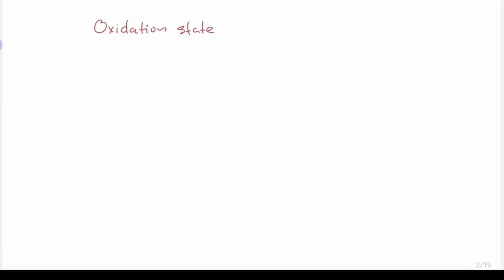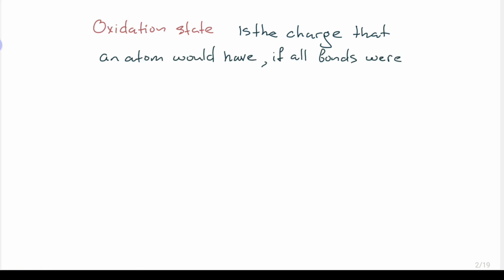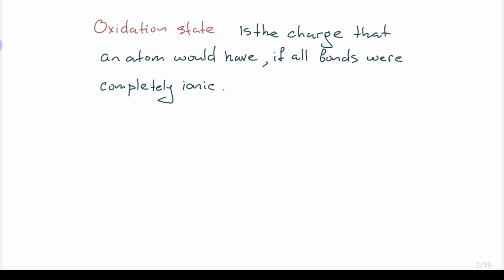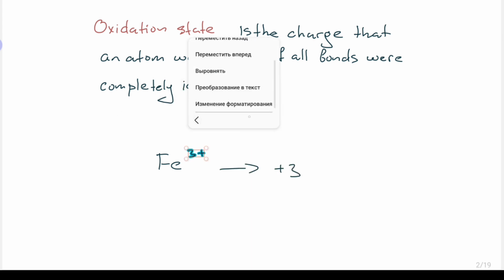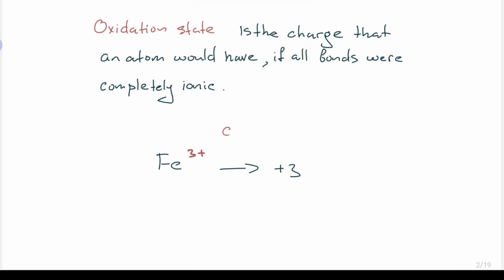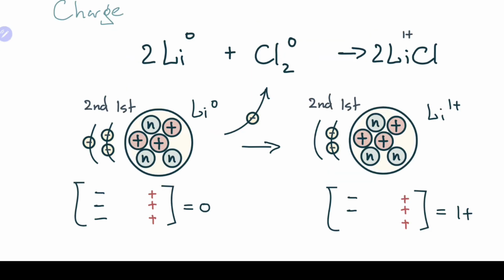Oxidation state. Oxidation state is the charge that an atom would have if all bonds were completely ionic. So here it's very important to be able to find the difference between charge and oxidation state. Charge you write above the symbol, and first you write the number and after the sign. Oxidation state, first you write the sign and after the number.